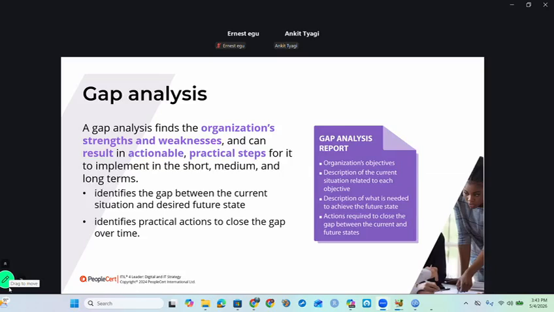What do we usually find in a gap analysis report? The organization's objectives, a description of the current situation related to each objective, a description of what is needed to achieve the future state, and actions required to close the gap between the current and the future state. Well, of course, this is something that we get as a part of a gap analysis report, and that's the basic purpose of doing the gap analysis.